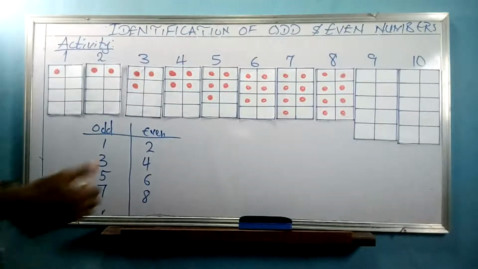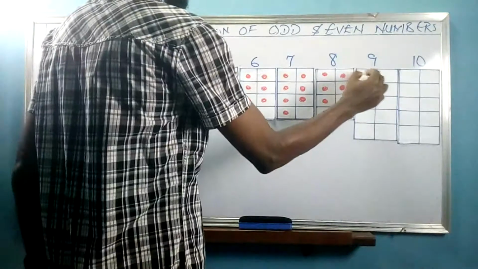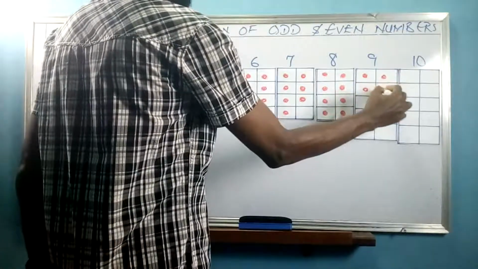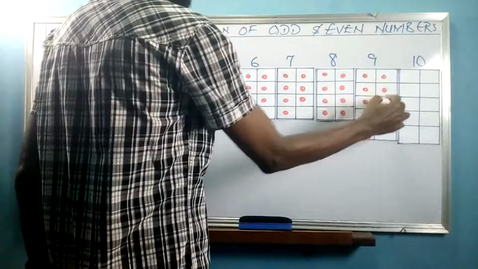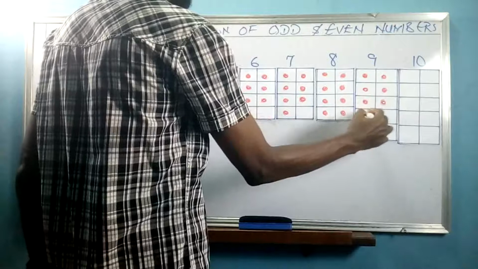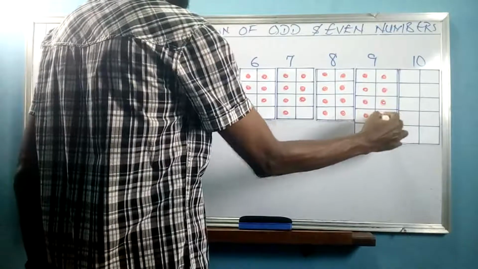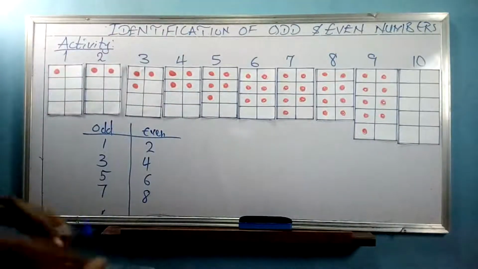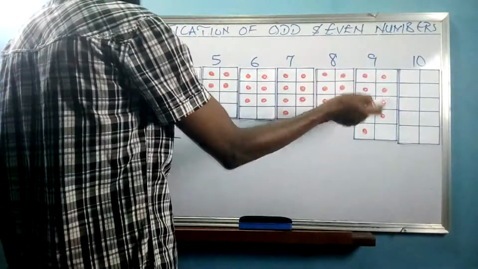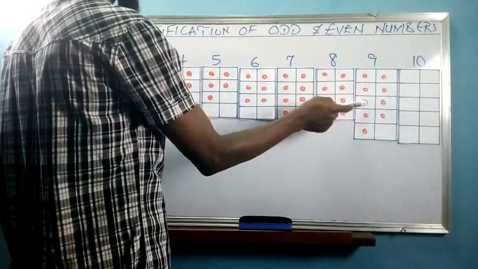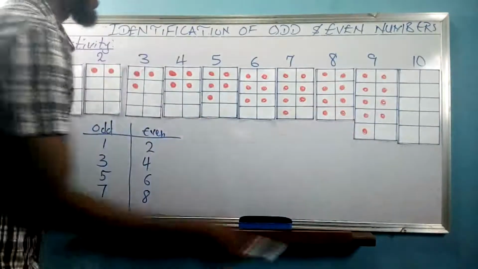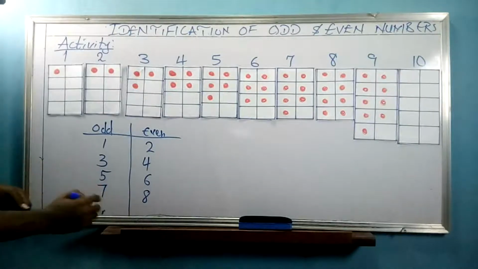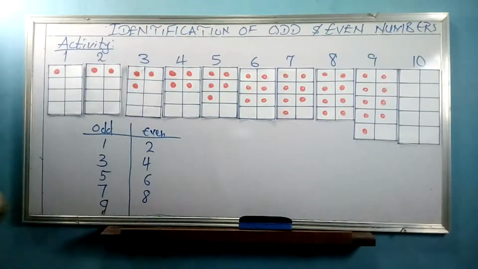Let's look at 9 now. 1, 2, 3, 4, 5, 6, 7, 8, and 9. Let's look at 9. This one, is it complete? Fine. All of these, very good. All of this one, perfect. All of this one, no. No, it's not complete. So which means we're going to put 9 under odd number.